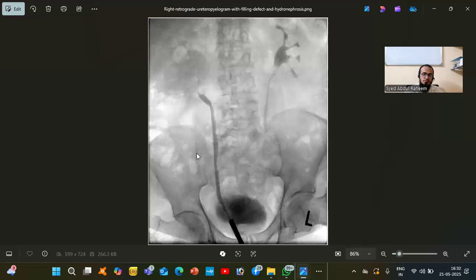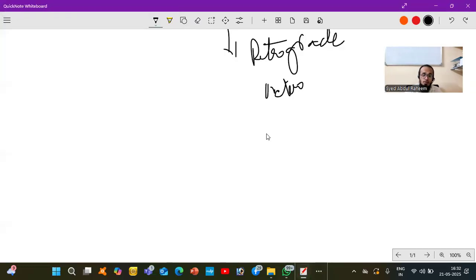Next, we have another scan which is advisable for problems of mostly the urinary bladder and a combination of the urinary bladder and urethra, like any mucosal thickening of the urinary bladder, or any cyst, anything. That is MCU.